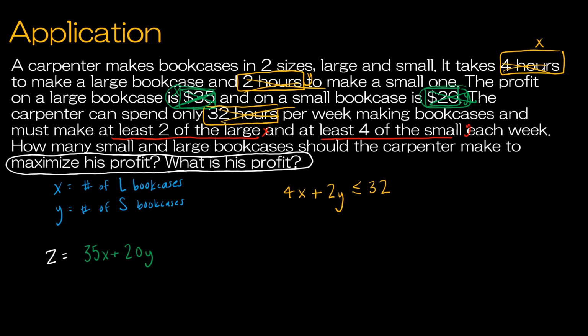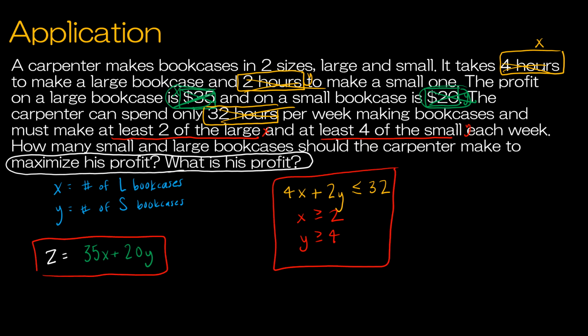Now I've used them. So now I have the 2 that I've underlined in red. The carpenter must make at least 2 large and at least 4 small. There's no other thing to relate to that, so those are going to be 2 separate constraints. So the number of large has to be greater than or equal to 2, and the number of small has to be greater than or equal to 4. So these are my constraints. Here's my objective function, and don't forget to say what X and Y represent.